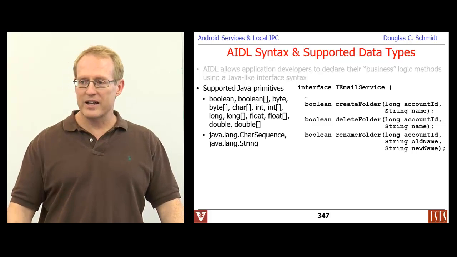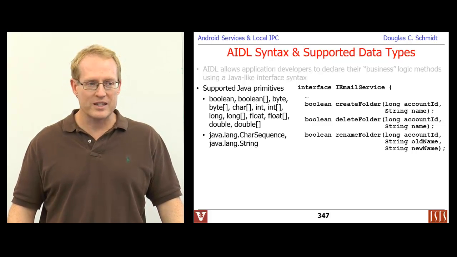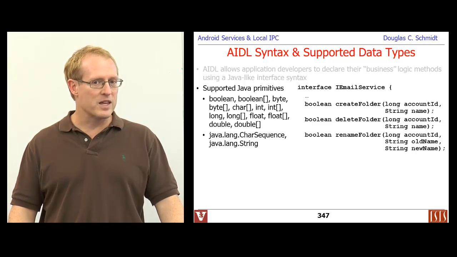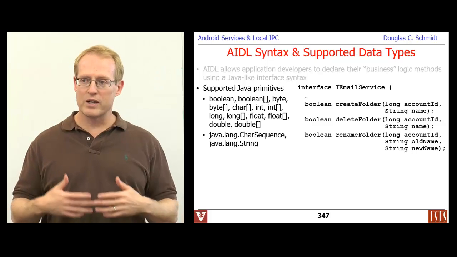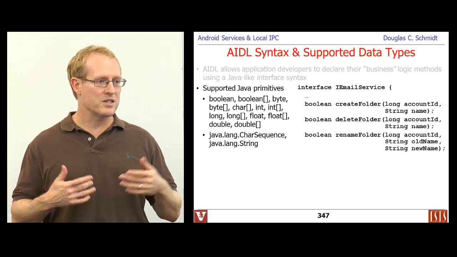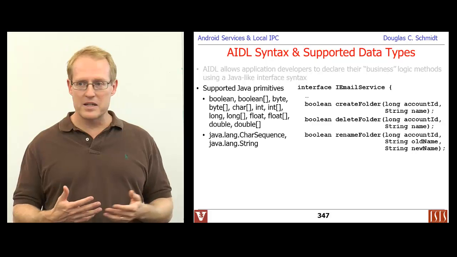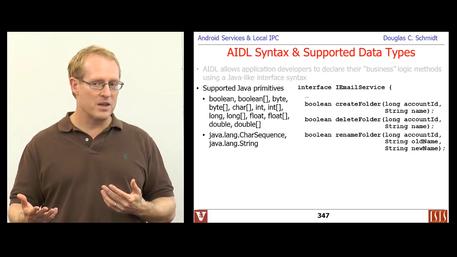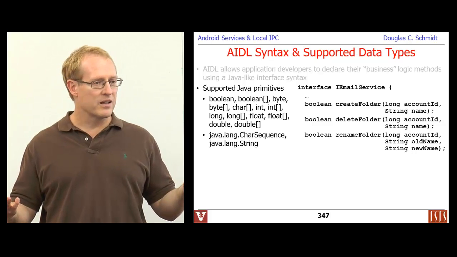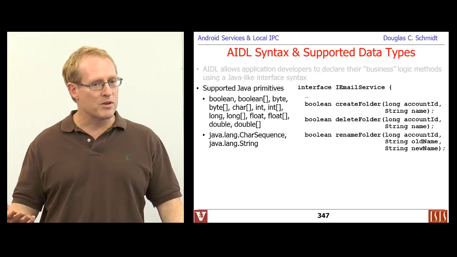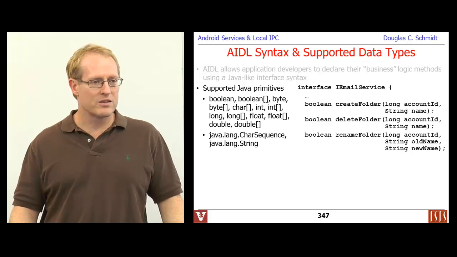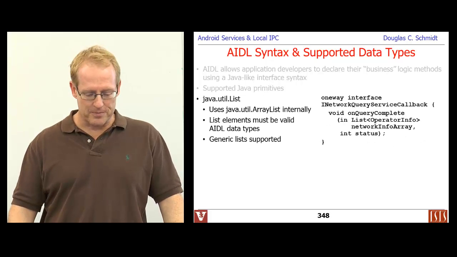And just poking around in Android for a few minutes to see what was out there, there's something called the interface for the email service. As you can see here, you can create folders, you can delete folders, you can rename folders, and that allows you to pass in basically account IDs and names of things, the account ID being a long, the string being used as the name. So there's some examples of how you're passing primitives around. Very straightforward, not that much different from normal Java programming.